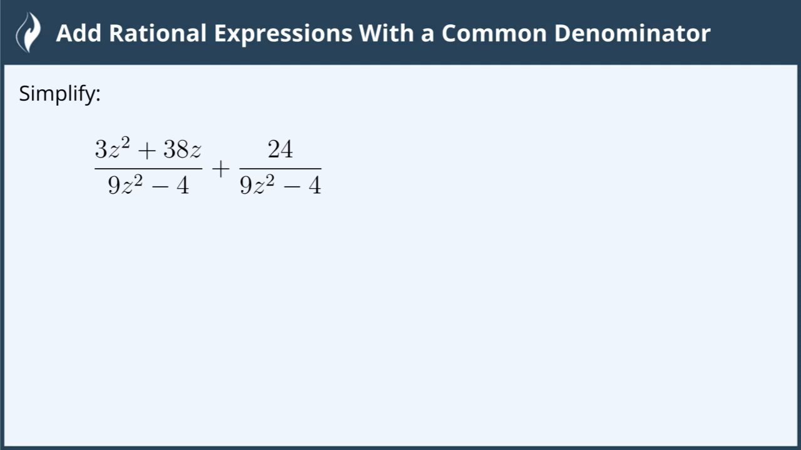In this video, we want to add these two rational expressions that have a common denominator. Since both have a denominator of 9z squared minus 4, we're going to be able to combine them into a single fraction that also has that denominator. So let's go ahead and write that out.